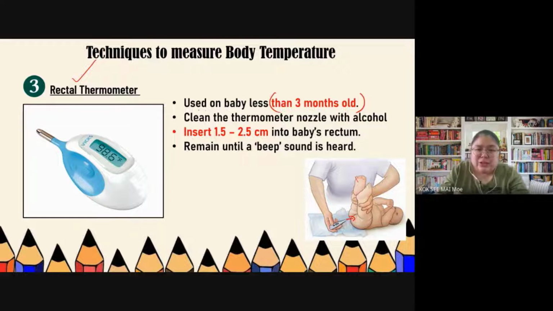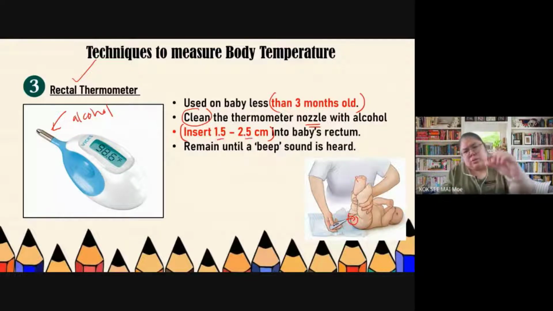You need to clean the thermometer nozzle with alcohol. Clean it with alcohol to make sure all the bacteria and microorganisms are killed first. After that, you put it in the rectum of the baby. How deep? 1.5 to 2.5 cm, quite deep. Put it in the rectum and remain until the beep sound is heard.